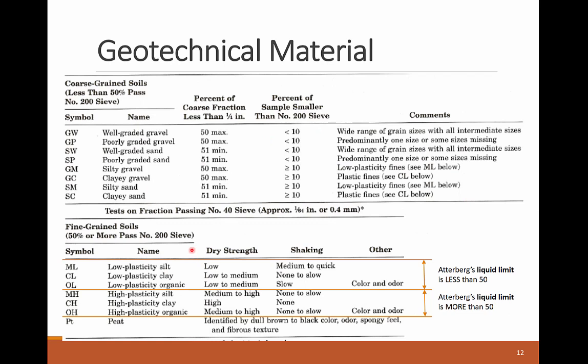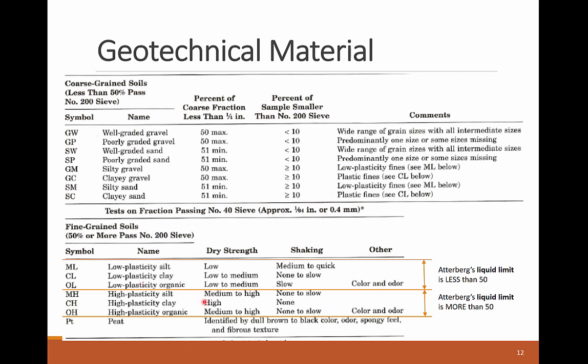This big table here shows the overall classification of coarse-grained and fine-grained soils, which is called the Unified Soil Classification System, USCS. As you can see, the coarse-grained soils are classified based on their sieve analysis. We cover the well-graded and poorly graded, for the gravel and the sand. On the other hand, the fine-grained soils are classified based on the Atterberg limits.